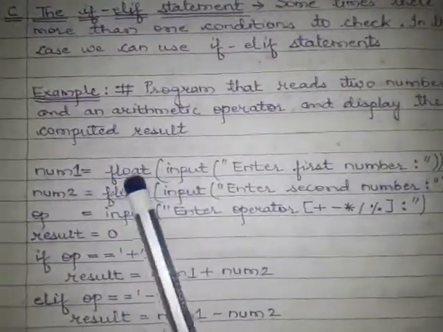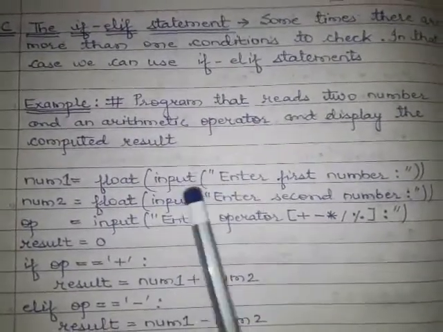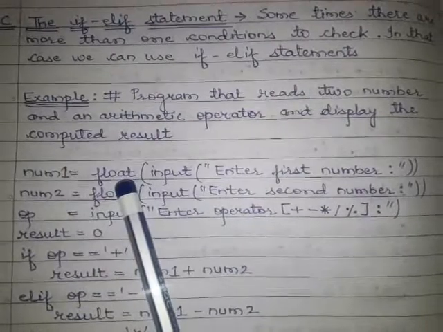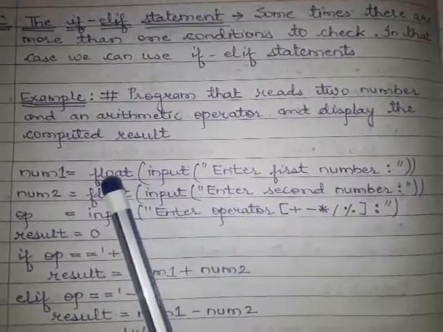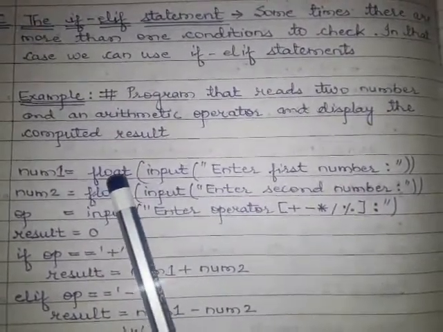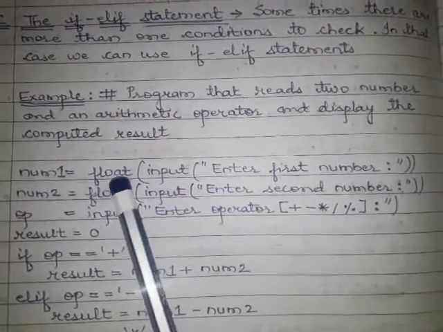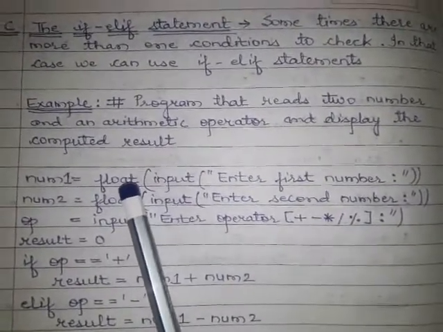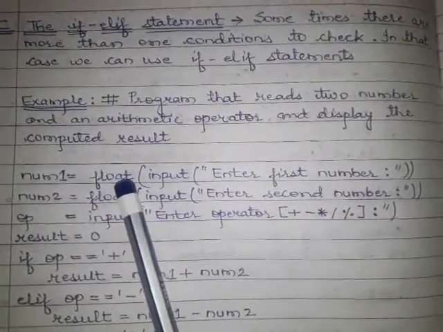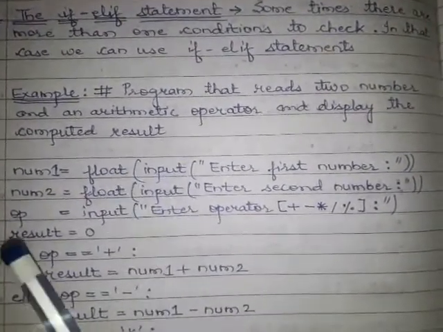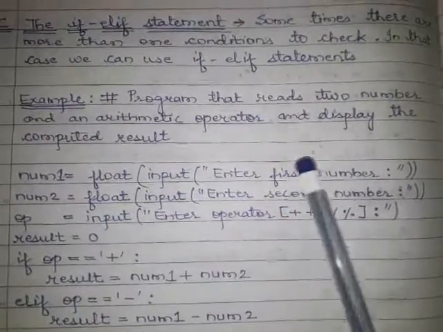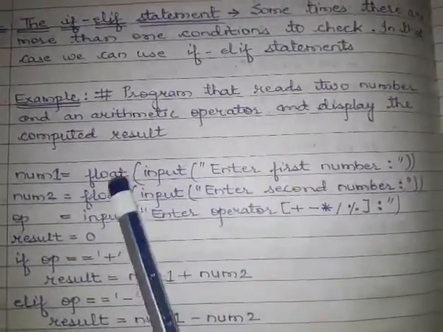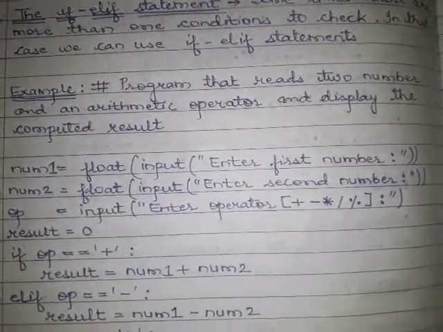Number one is of float type. Whatever input we give will be converted into float. Float means decimal number also. We can multiply or divide decimal numbers also. That's why we have written float. If we read int, then it will not include the decimal part, the fraction part. That's why we have written float here. Number one is read. Number two is read with the help of the input method. Both are of float type.